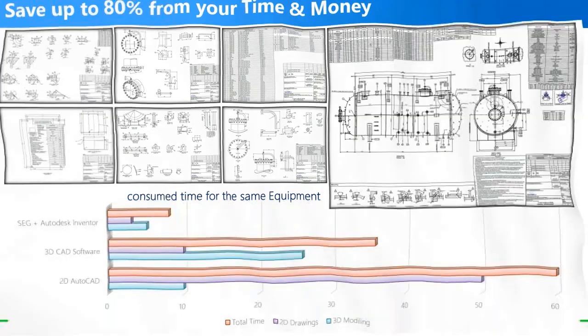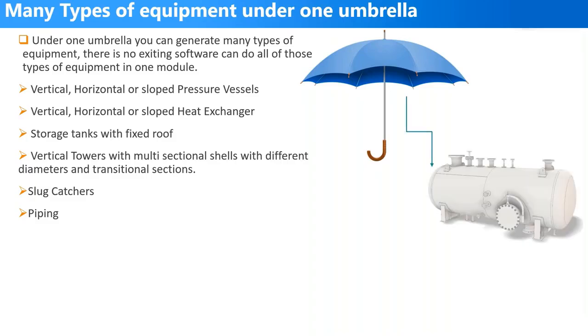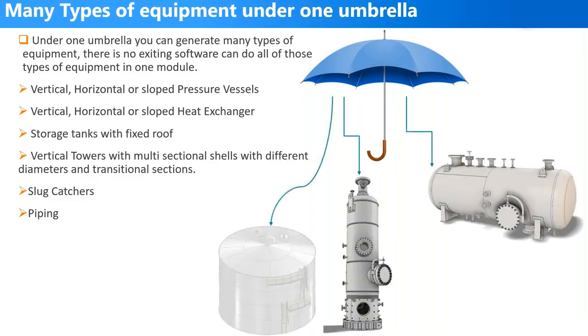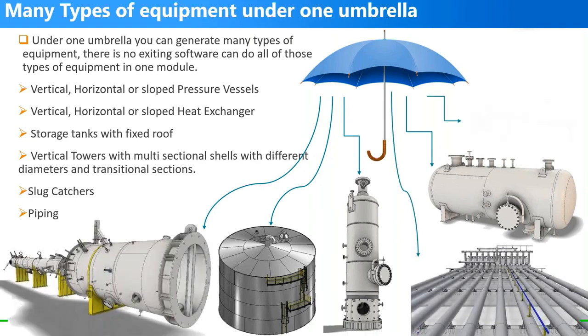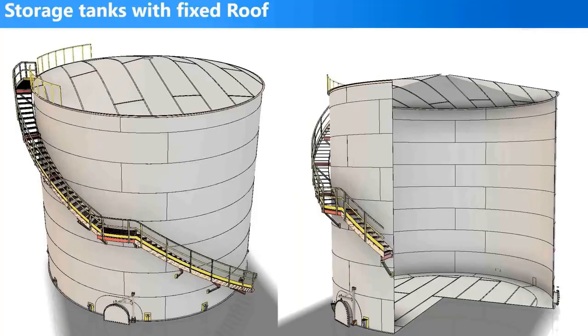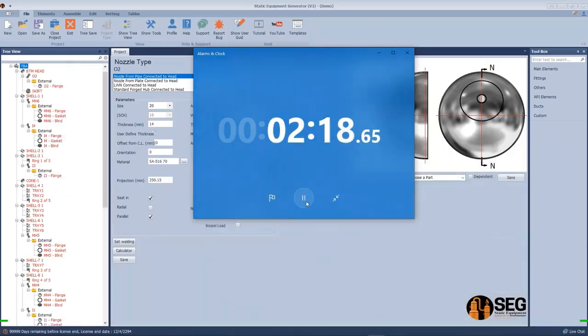Okay. So from here, you can figure that we have different types of equipment you can generate using SEG software, as we discussed: vertical and horizontal pressure vessels, storage tanks with a fixed roof, columns with multi-sectional sections, and ducts and piping.